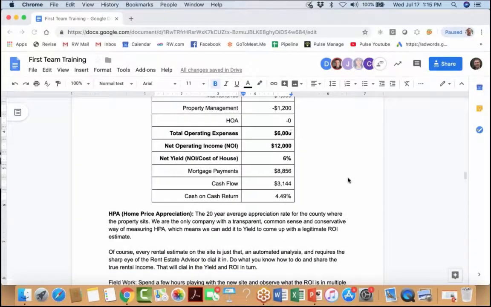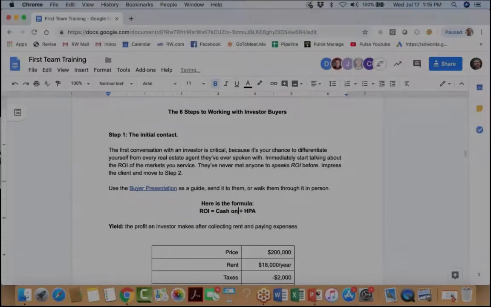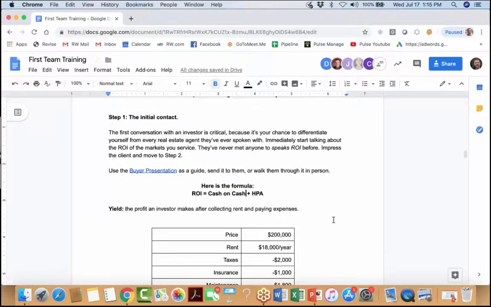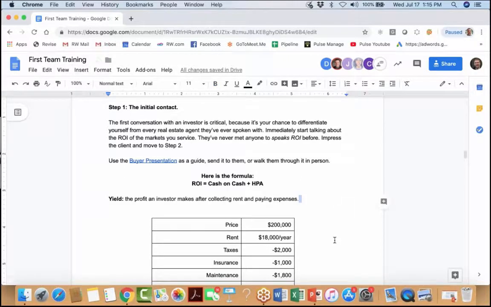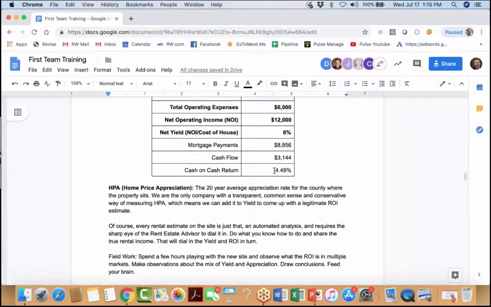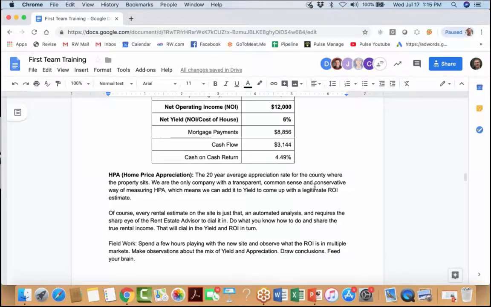The next component of ROI is cash on cash plus HPA. And the net yield and the cash on cash are identical if there's no mortgage. Okay, so that's the proper way to actually explain this. So in this case, I've got a 4.49% cash on cash, and then the HPA, the home price appreciation, again, we use the 20-year average for the county where the property is.